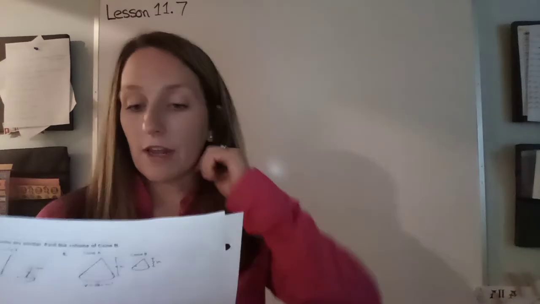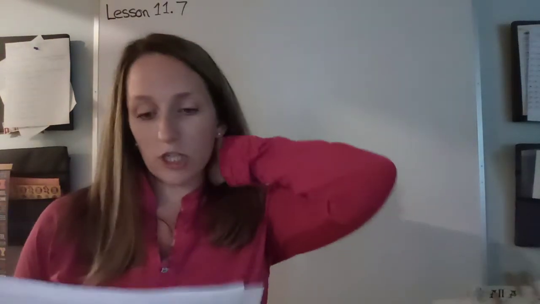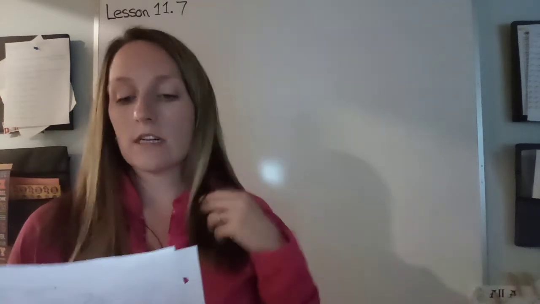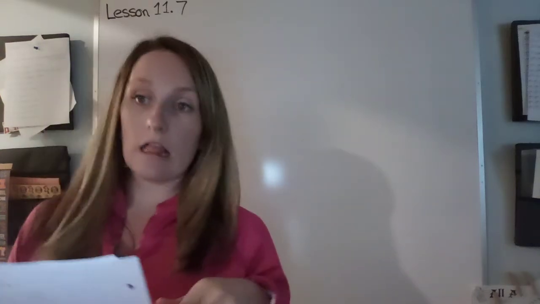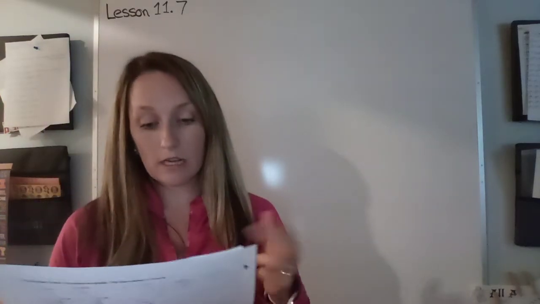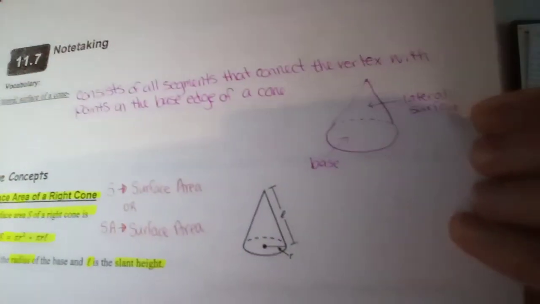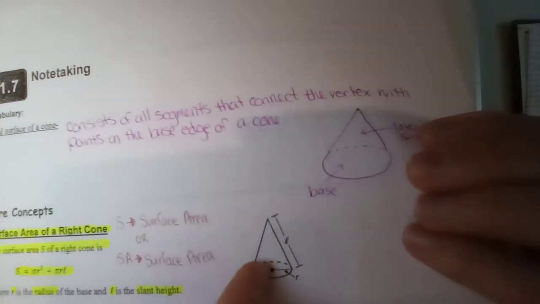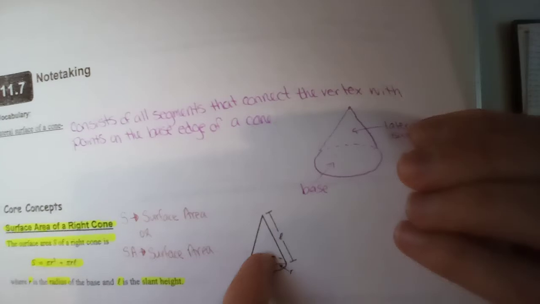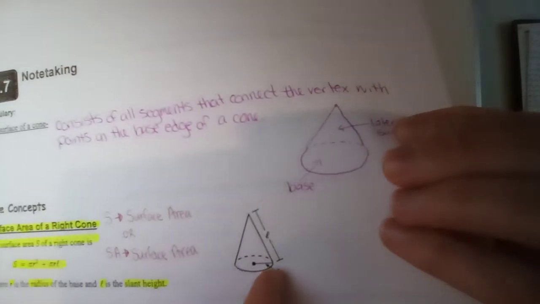So surface area of a right cone, you're going to see S or SA depending on the book and the worksheet. S stands for surface area, so does SA, and it's going to equal pi r squared plus pi rL. I'll explain what L is. It's in your notes right here. L is the slant height. The height of the cone would go from the very tippy top straight down to the center of the circle, but this slanted side, cursive L, is called your slant height.